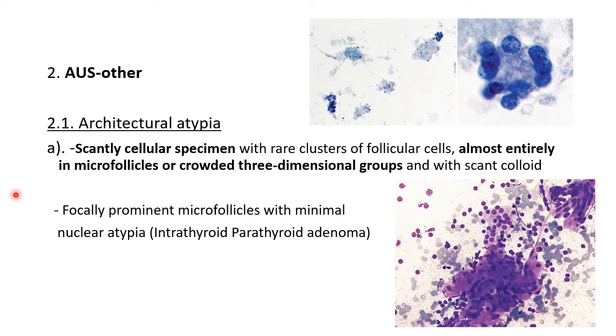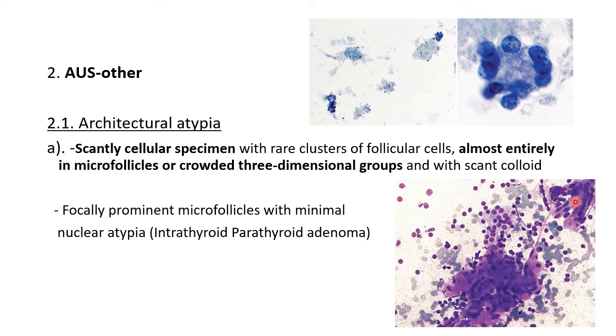So the first scenario where we can have architectural atypia is if you have a scanty specimen, cellularity is scant, with rare clusters of follicles which are forming microfollicles or three-dimensional groups with scant colloid. So in these cases, there is a possibility that if you get a higher cellularity, it may come out to be a follicular neoplasm. So these cases should be grouped under cases of AUS with architectural atypia.